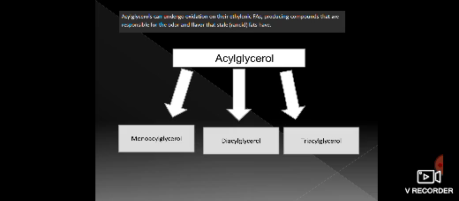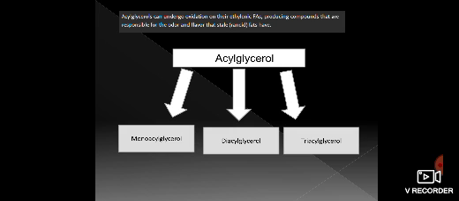First we discuss monoacylglycerol. Monoacylglycerol are a class of glycerides which are composed of a molecule of glycerol linked to a fatty acid via an ester bond. Next is diacylglycerol. Diacylglycerol is a glyceride consisting of two fatty acid chains covalently bonded to a glycerol molecule through ester linkage.